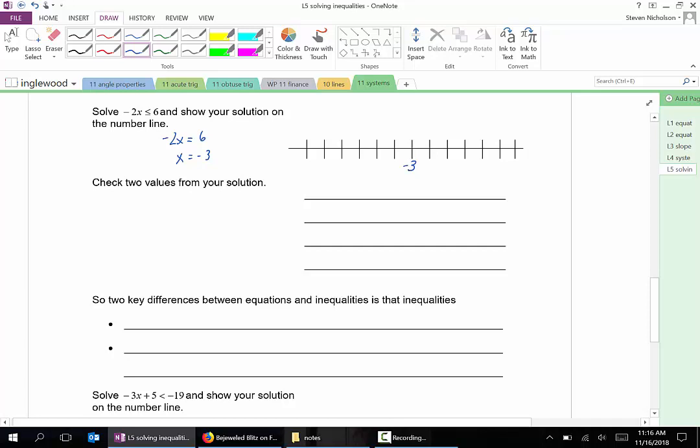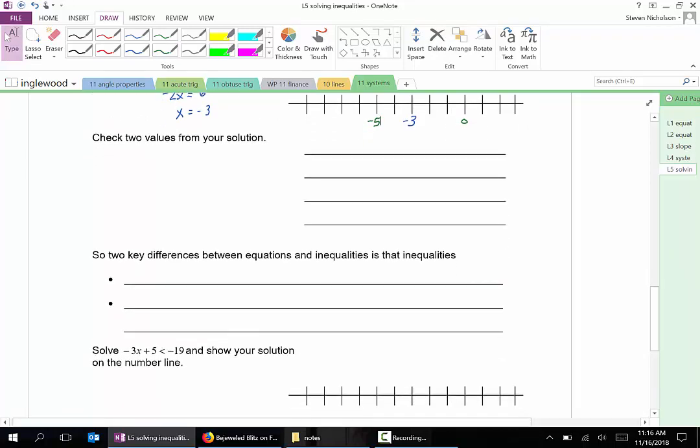And I'm going to check two values in the region, and I'm going to pick simple ones. So I'm going to pick 0, and I'm just going to pick -5. It really doesn't matter. So I'm going to go ahead and see if the inequality is true for -5, or is the inequality true for 0. So I'm going to check -5 first.